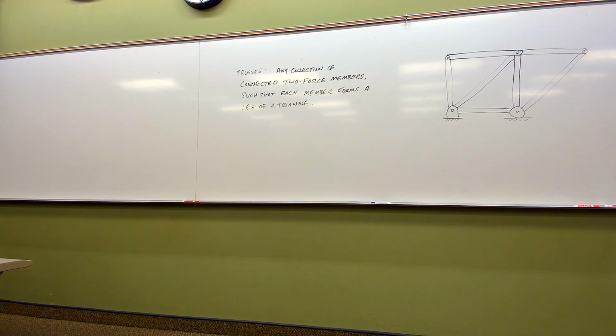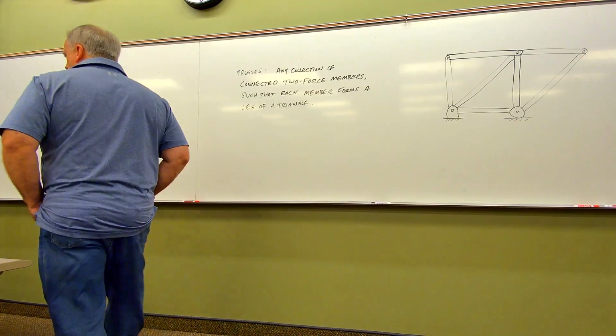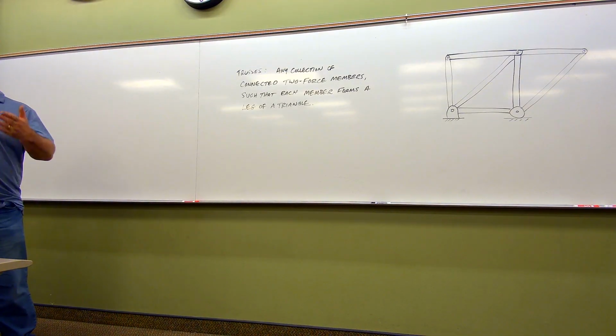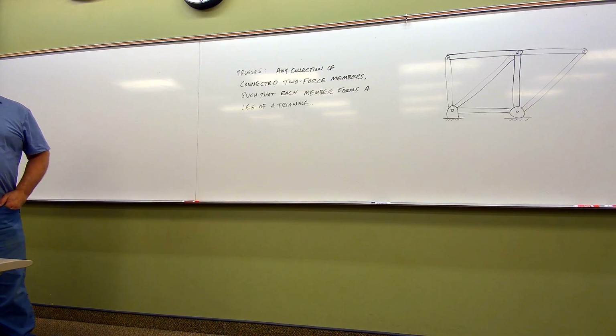Now, do we see that in real life? No. Actually, do we make trusses out of two force members in real life? No, we don't do that either, right? If we think about the trusses that are holding up the roof of our house, they're not a bunch of 2x4s that are all pinned together. They're a bunch of 2x4s that are either nailed together, bolted together, or have connector plates that go over them, all kinds of ways of doing that.